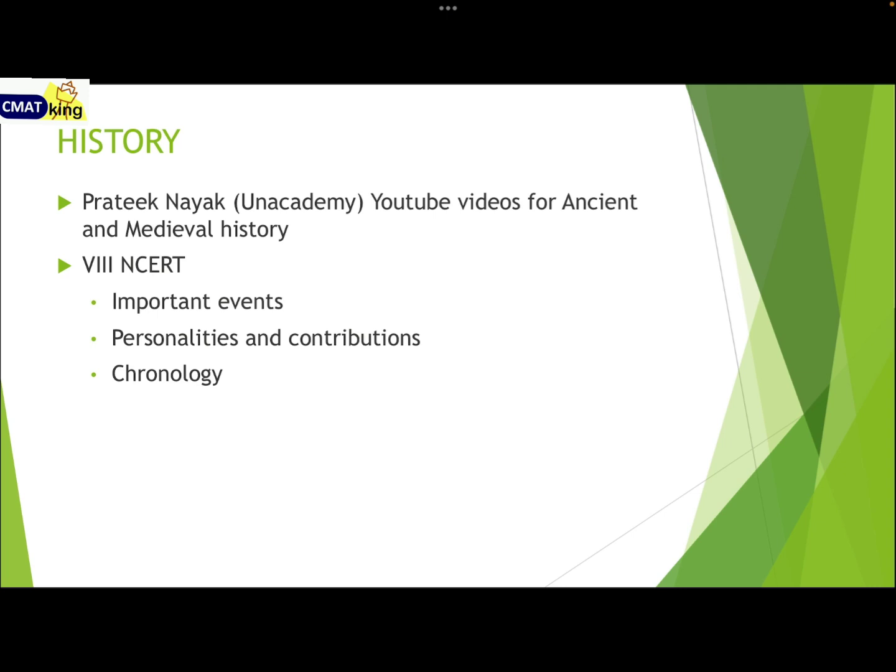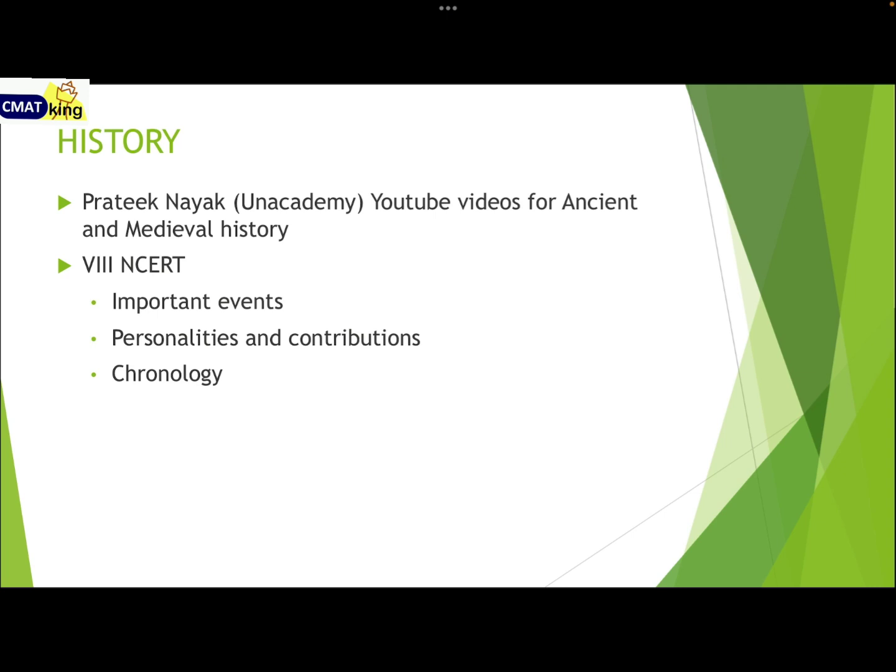And finally, for modern history, you have to cover the class 8 NCERT. You have to single out all the facts that are there in that textbook. For example, all the important events, such as the Jallianwala Bagh massacre, then the Poona Pact, or something like the individual satyagraha. All these important events you have to cover.